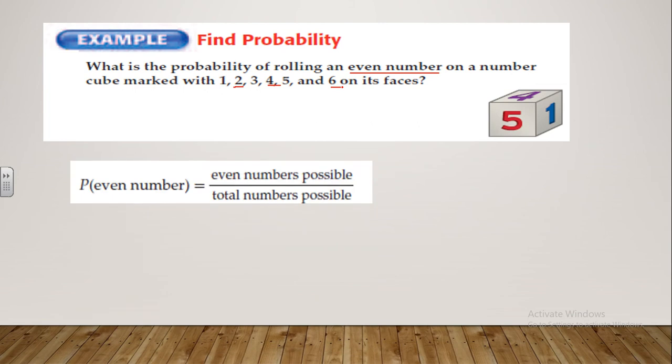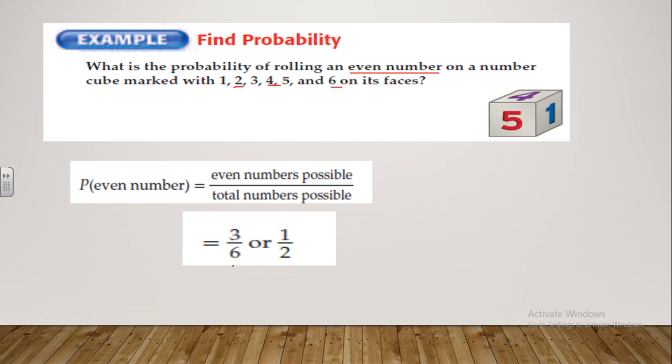Great job. So first of all, let's write our rule. Then we said that the even numbers here are 2, 4, and 6, and that's 3 numbers. So we will write 3 in the numerator. And the total here, how many numbers do we have? We have 6. So we will write 6 down. Here we have 3 over 6.